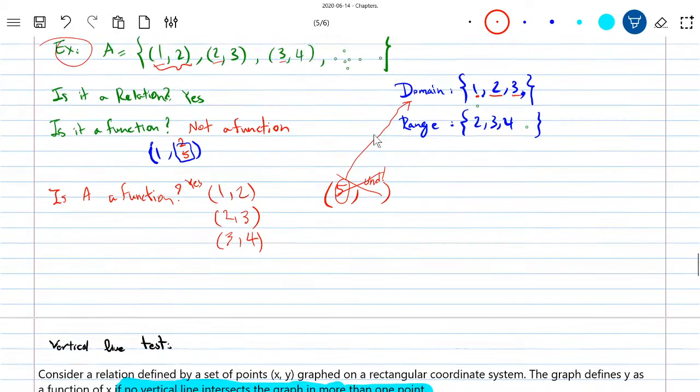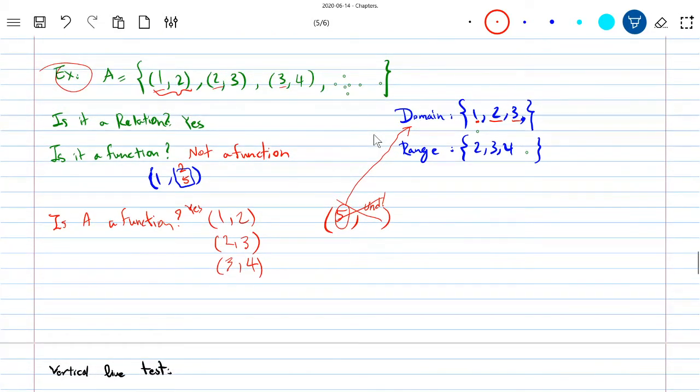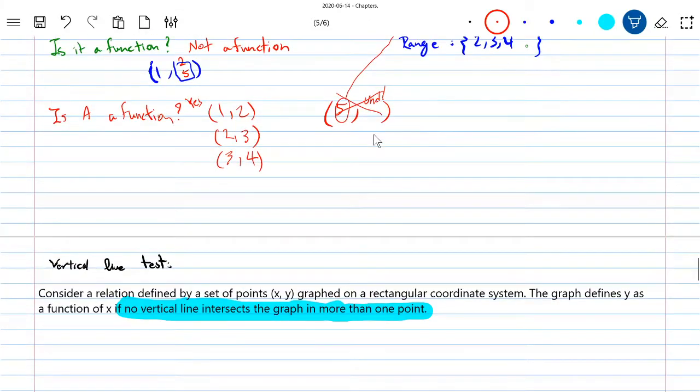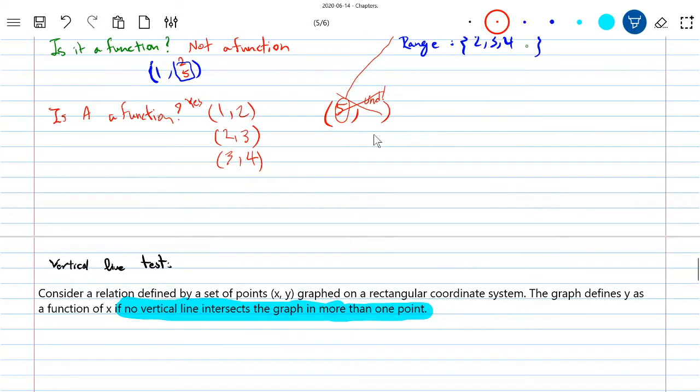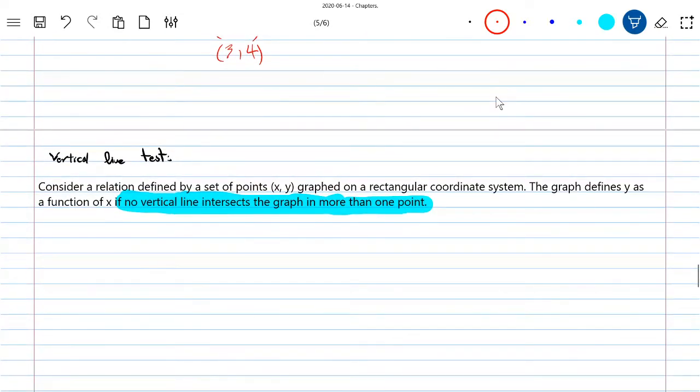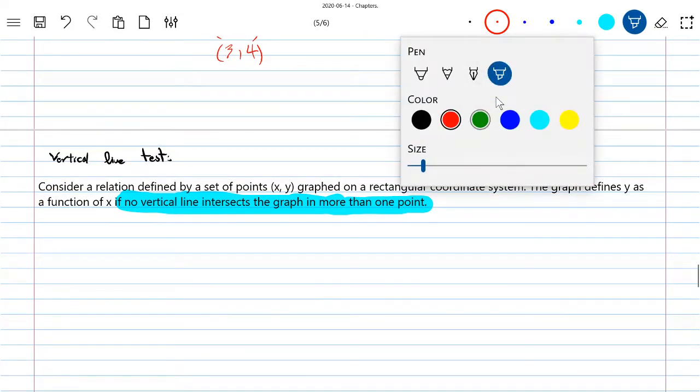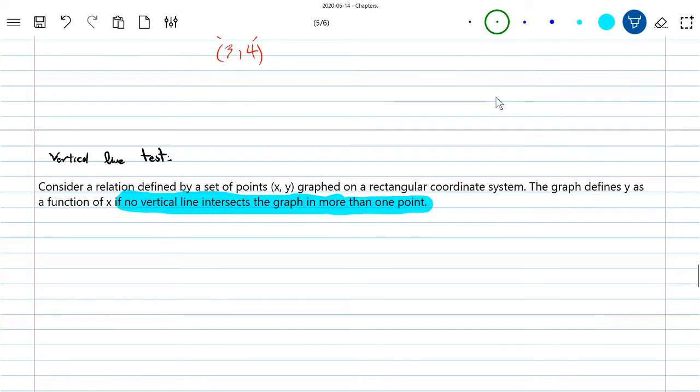This is one way to see if a relation is a function. There's another way. I'm going to write this example again and show you the idea. Here, set B, it was (1, 2), (2, 3), (3, 4), and then we had (1, 5).